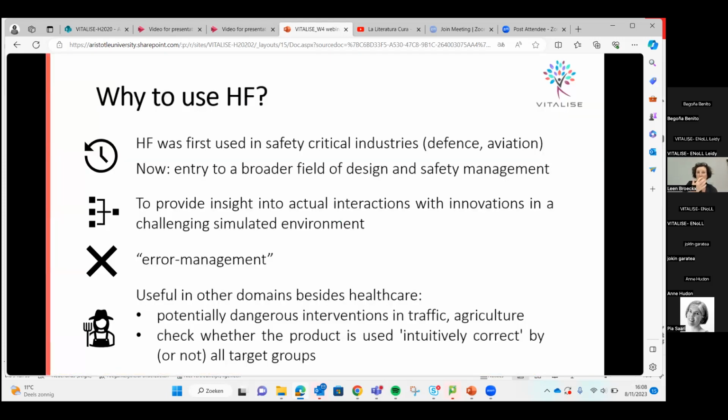So why could you use a human factor study? Why should you do that? First, it was used in safety critical industries like defense and aviation, but now it's also entering a broader field of design and safety management. And of course, we as Lika Lab are focused on health and well-being, and when it comes to intake of medication, of course, safety is an issue, and we can't just give a smart pill box when we want to test out a smart pill box.